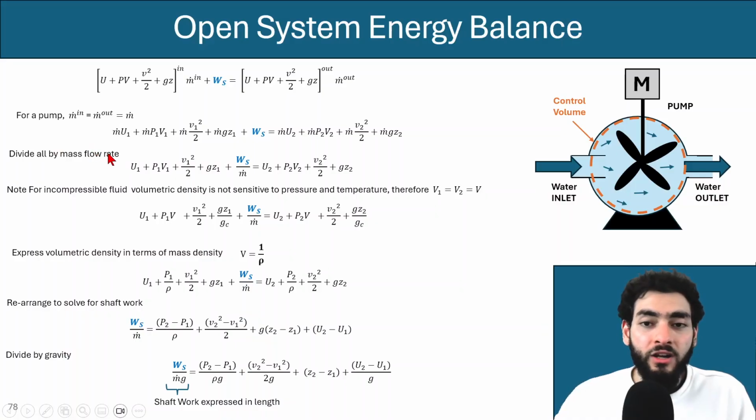Now, if you divide all the terms by the mass flow rate, what you get is the internal energy at point 1, which is the inlet, plus the pressure at point 1 multiplied by the volumetric density at point 1.